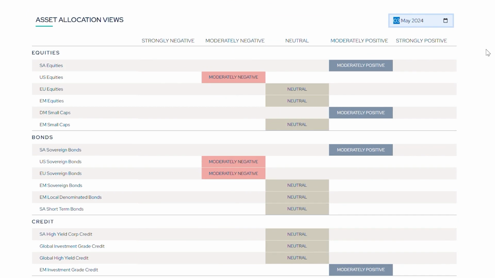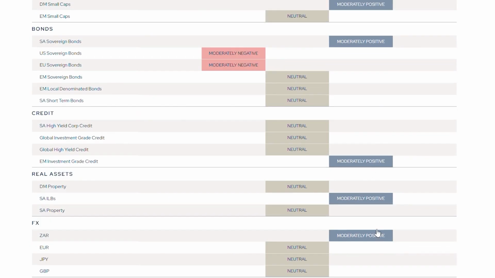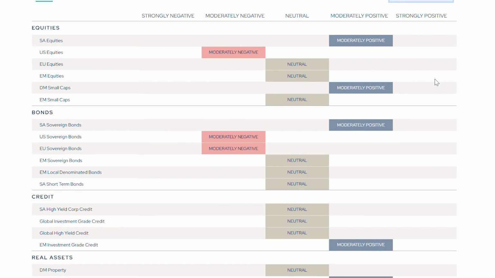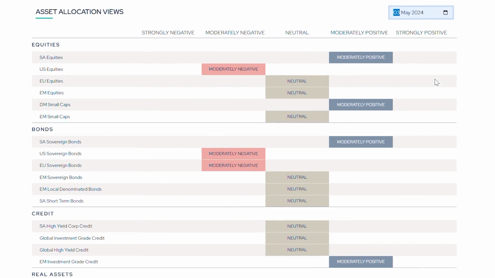Now, if we dig a bit deeper, let's look at South Africa. SA equities, we're moderately positive. SA bonds, also moderately positive. The Rand, also moderately positive, and SA ILB is also moderately positive. We promise we don't have an SA bias. This is all based on data and evidence.